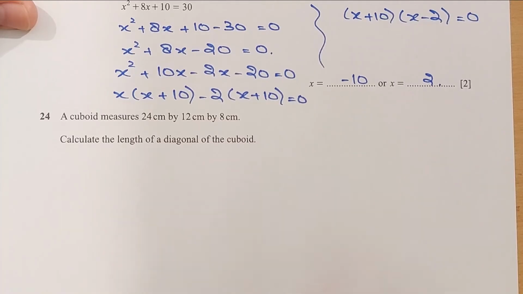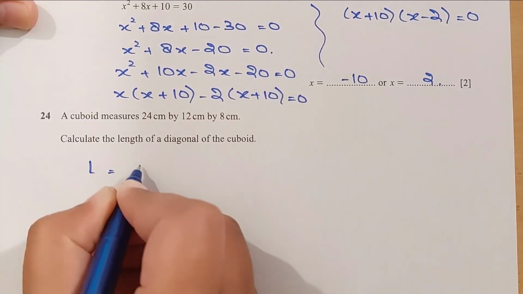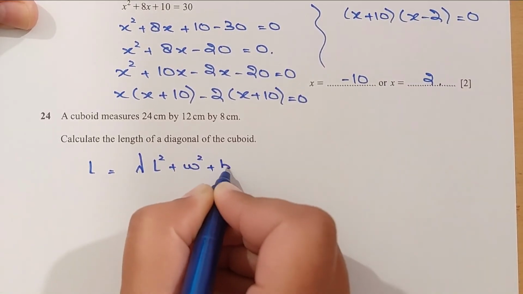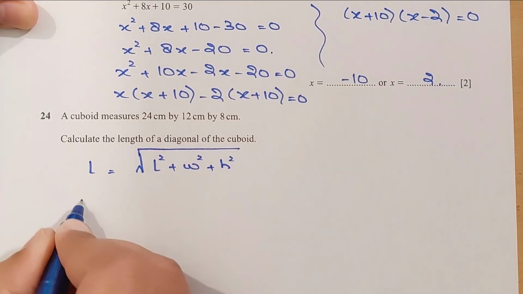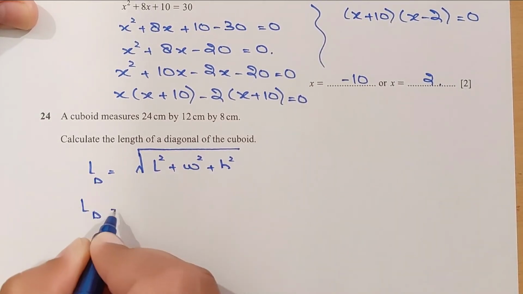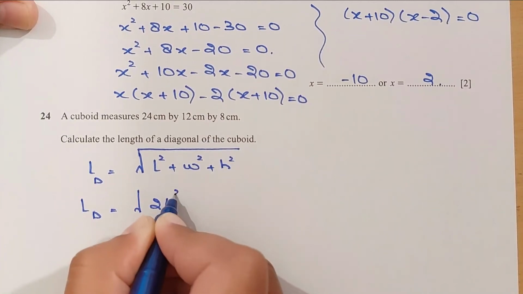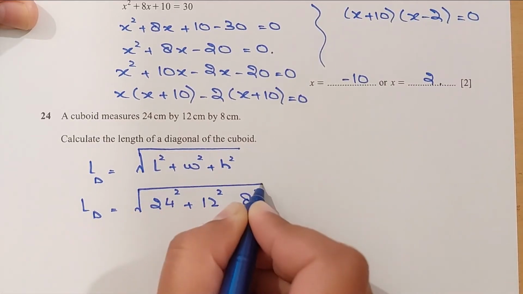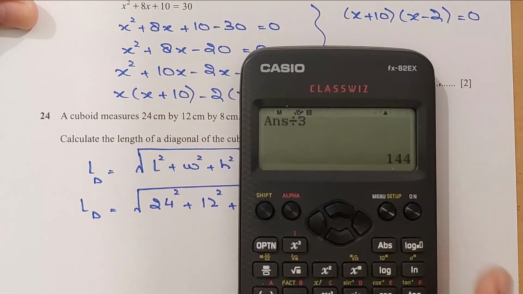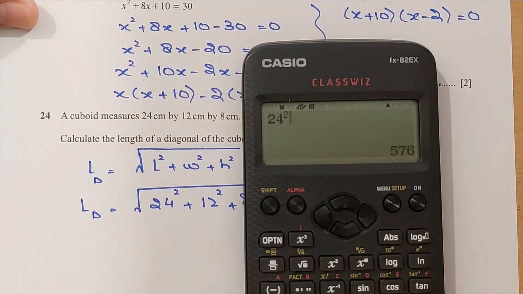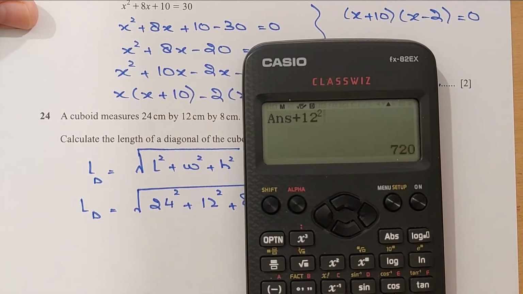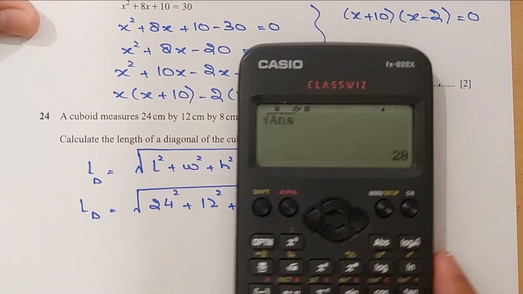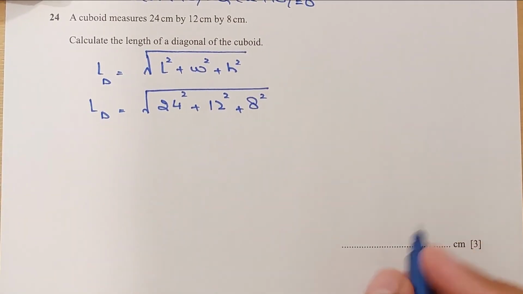So the length of the diagonal of the cuboid has a formula, is square root of length square plus width square plus height square, right? So we can say that the length of the diagonal, this is equals to square root of 24 square plus 12 square plus 8 square. So let's simplify. Okay, 24 square plus 12 square plus 8 square, square root of answer is 28. So the length of the diagonal is 28 centimeter.